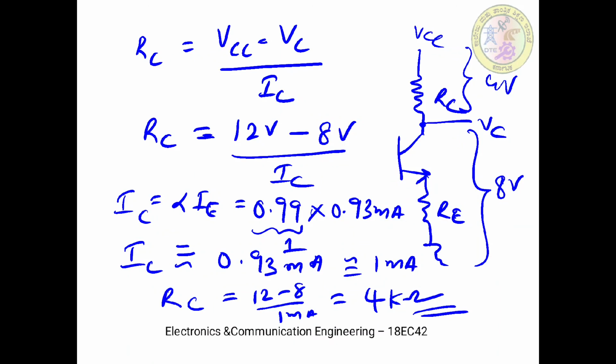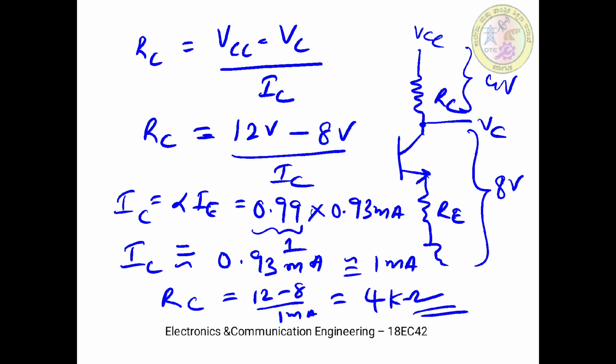Or you can just substitute 0.93 only. In that case we are going to get 12 minus 8, 4, divided by 0.93, so it will be almost 4.3 kilo ohms. So that approximation and all you can do. So this is the design procedure.